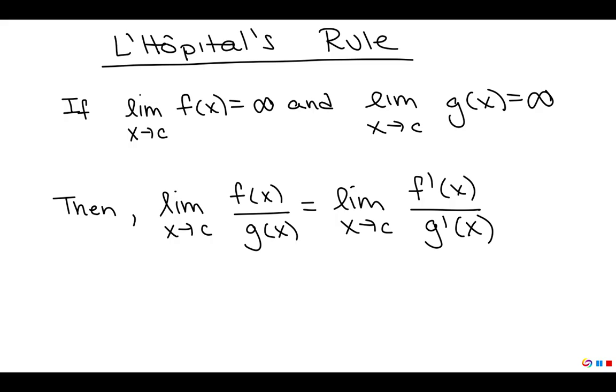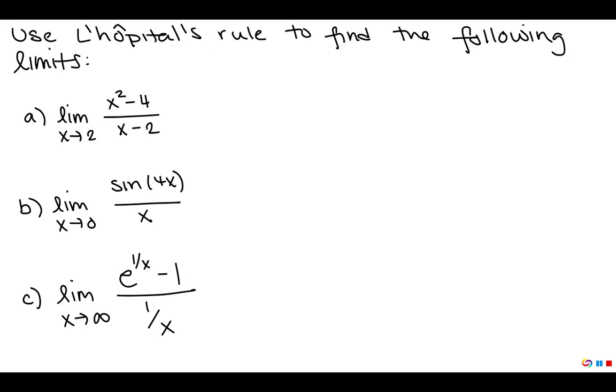L'Hopital's rule also works if you're taking the limit and you get the other indeterminate form, infinity over infinity. So if you're taking the limit of f over g and f goes to infinity and g goes to infinity, whether it's positive or negative infinity, then that limit will equal the limit of f prime over g prime. So again, you can take the derivative of the top and the derivative of the bottom and then find the limit of that new ratio. So let's just see how this works by doing a couple of examples.